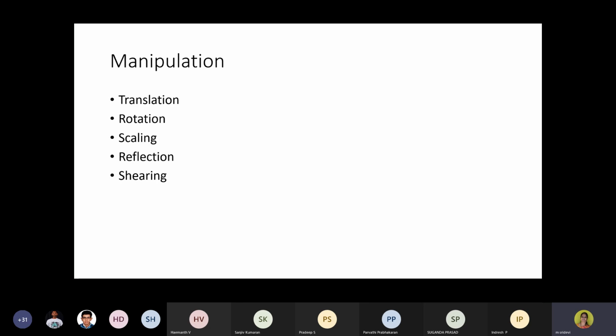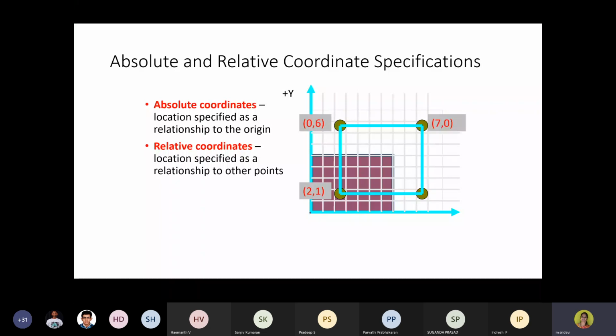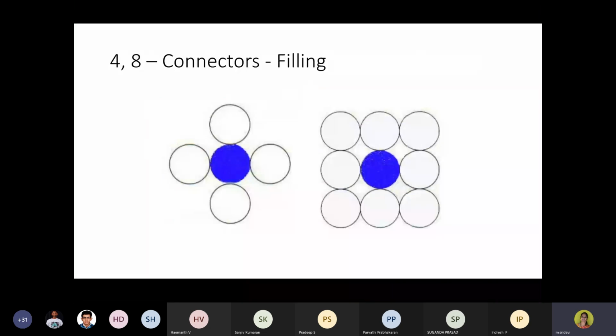We had 5 different transformations: translation, rotation, scaling, reflection, and shearing. I have given you just what translation is with an example. Now we will be moving on to the mathematical representation of how these transformations are going to be used. And before that, I think I have not touched on connectors. Let me tell you what connectors are.